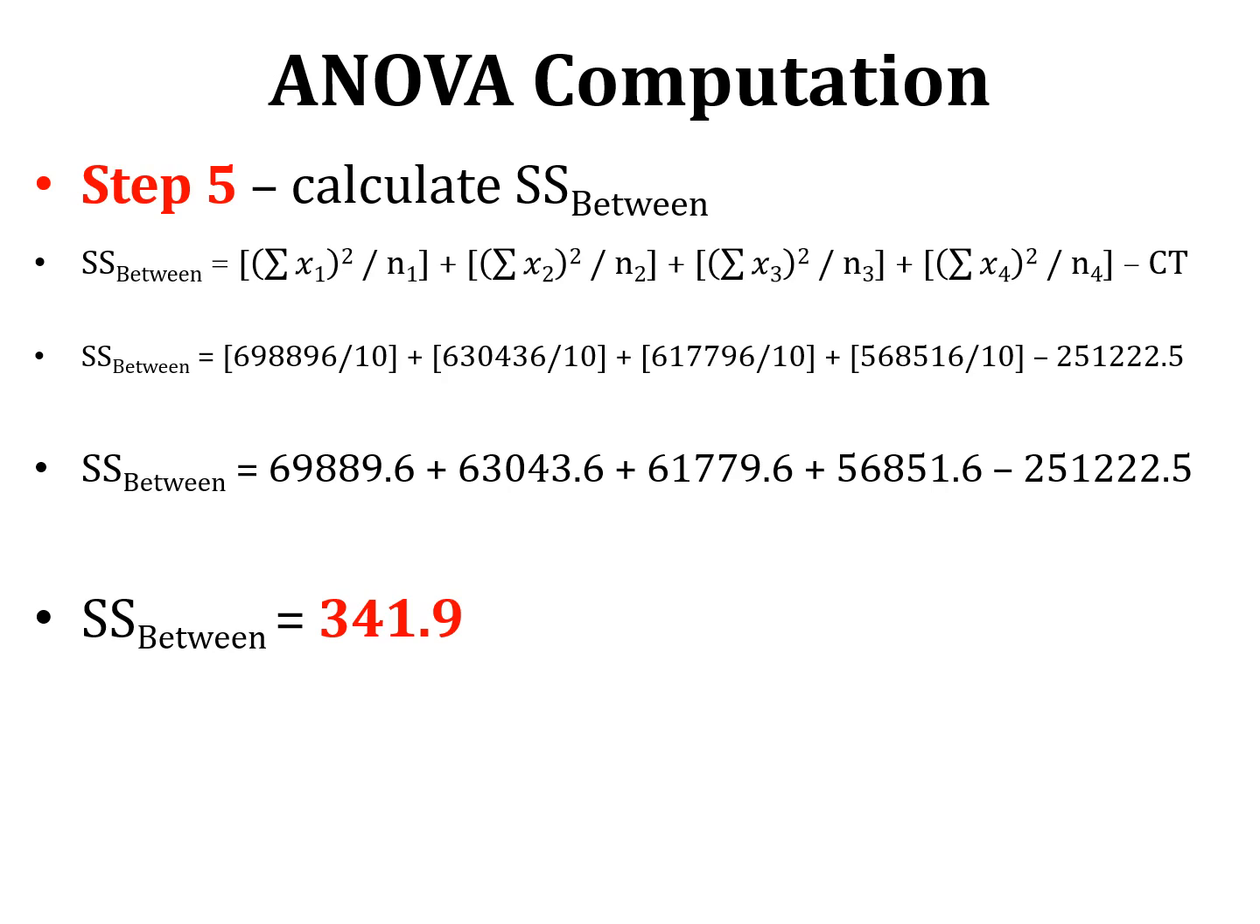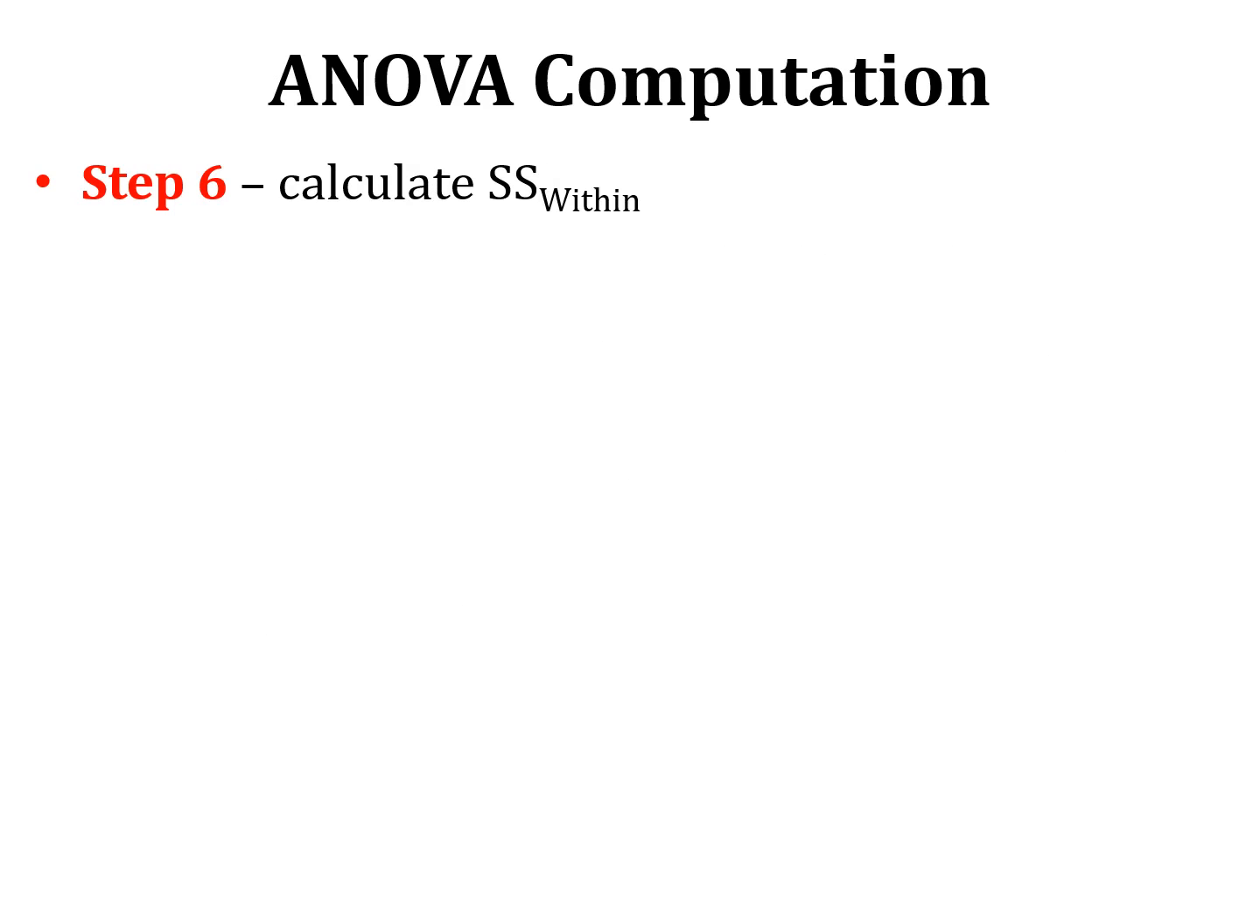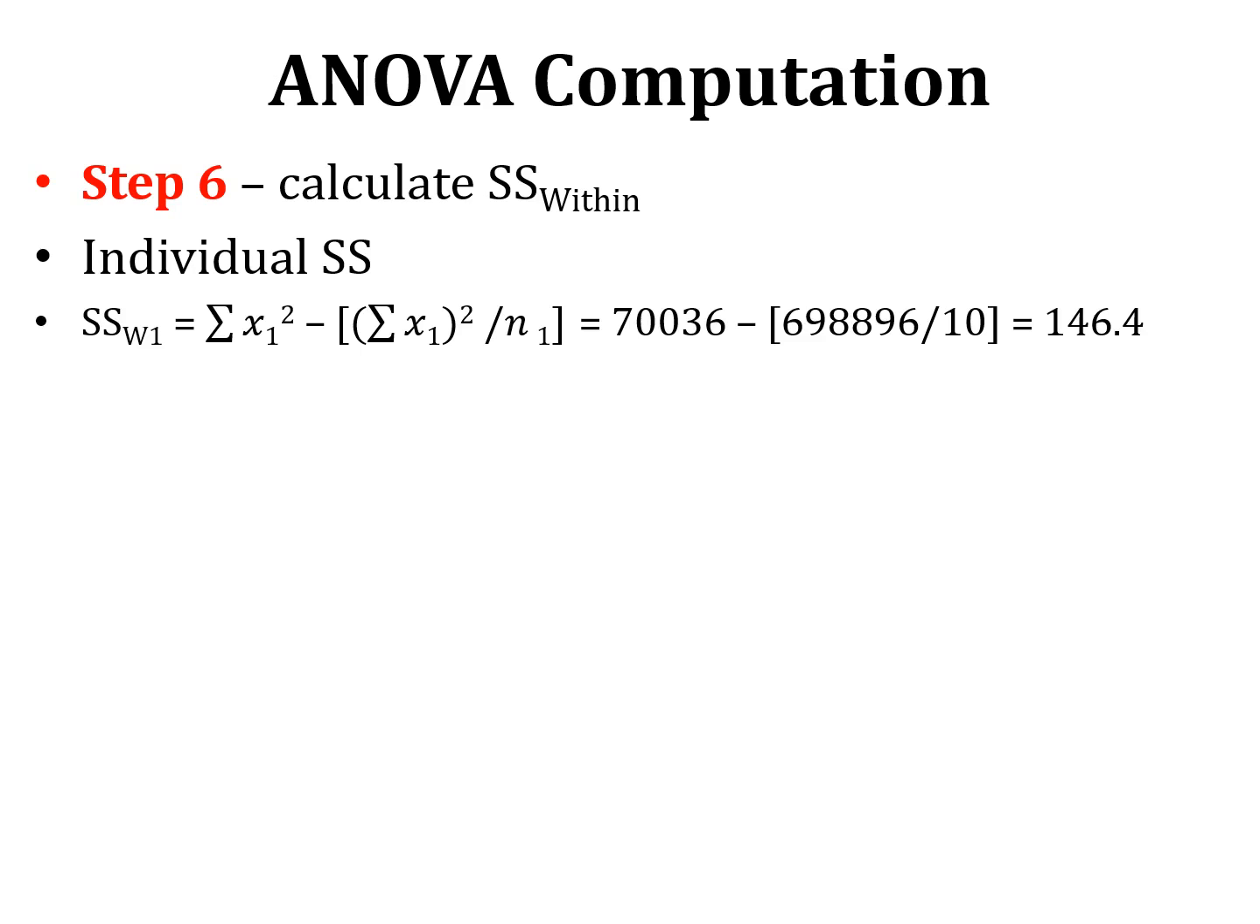So now you have calculated 2 sums of squares. We have calculated the sum of squares total, and we have calculated the sum of squares between. Now it is time for the third and the last sum of squares, which is sum of squares within. For that purpose we have to calculate the individual sum of squares of all the 4 samples.